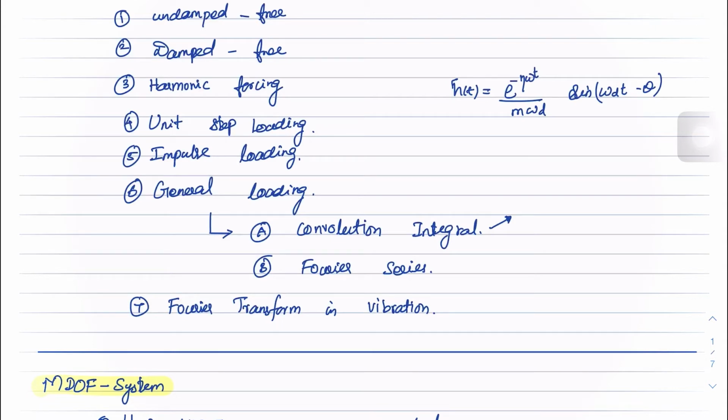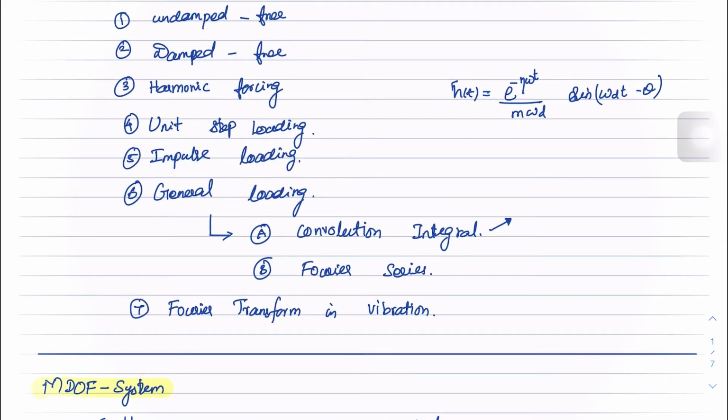So let's get into multi degree of freedom system. So what is a multi degree of freedom system? As the name suggests, to represent the system, you need more than two coordinates to define the system.